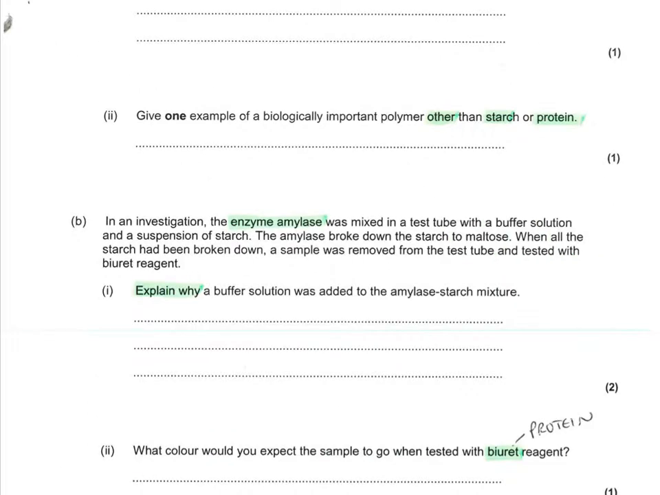Key to this question here is picking out the word "other" and then making sure you don't include a protein. So some people put enzymes, some people put hemoglobin, they're proteins, so they couldn't be an answer. Other polysaccharides are fine, glycogen or starch, because it doesn't say other than polysaccharides.